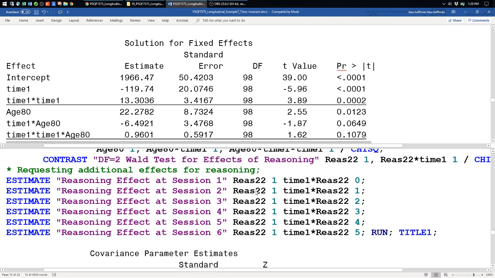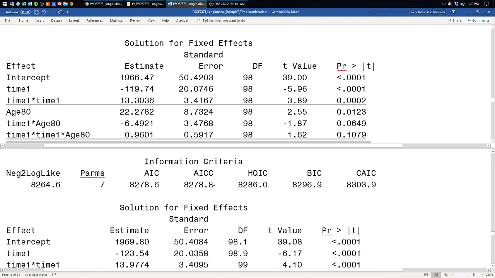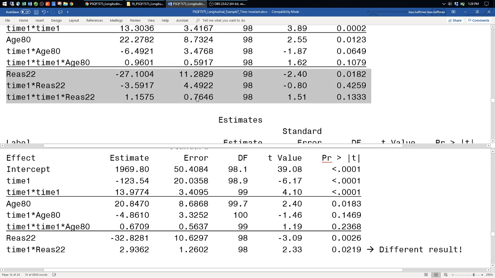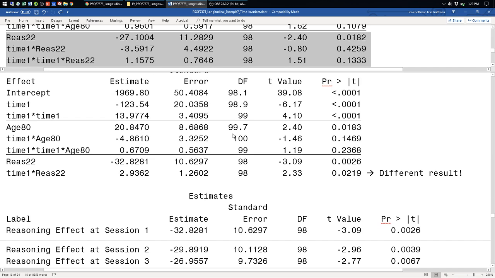So here's my new model with just reasoning and reasoning by time. Ta-da! Take a look at that. Yeah. So yes, you can't see the very bottom here. The reasoning by time interaction that used to be, where does it go? Oh, hang on. I gotta scroll more. There we go. I'm gonna hold that right there. Now you can see. P-value of 0.42 versus p-value of 0.02.